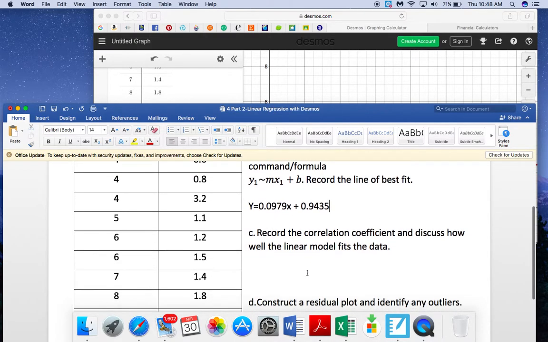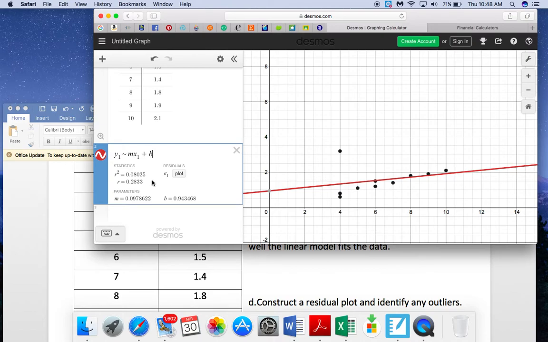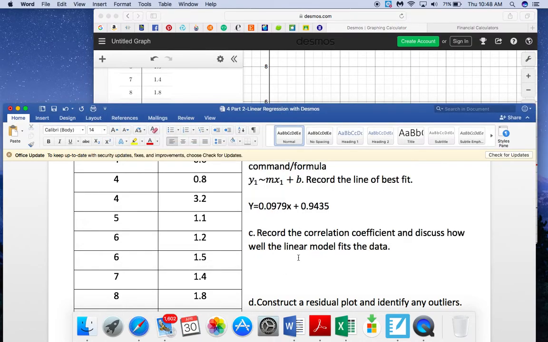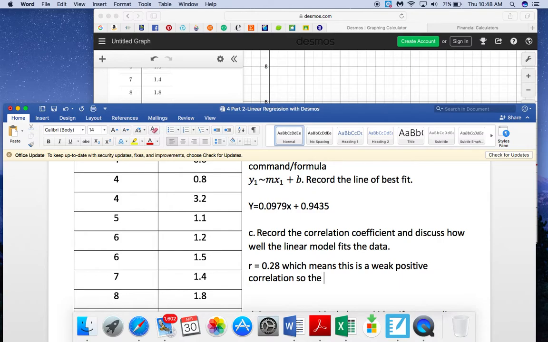Then it says record the correlation coefficient and discuss how well the linear model fits the data. So our correlation coefficient is about 0.28. r equals 0.28. So remembering from our scale in the first part of your lesson, that means this is a weak positive correlation. So the model does not fit the data very well.